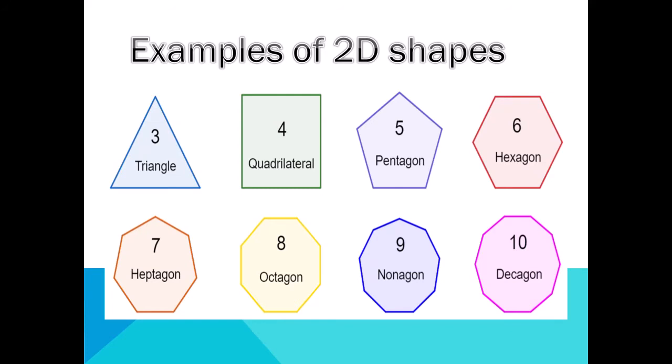So let's revise the properties of 2D shapes. First, triangle. Triangle has three straight sides and three corners. Quadrangle has four sides and four angles. Pentagon has five sides and five angles. Hexagon has six sides and six angles. Heptagon has seven sides and seven angles. Octagon has 8 sides and 8 angles, nonagon has 9 sides and 9 angles, and decagon has 10 sides and 10 angles.